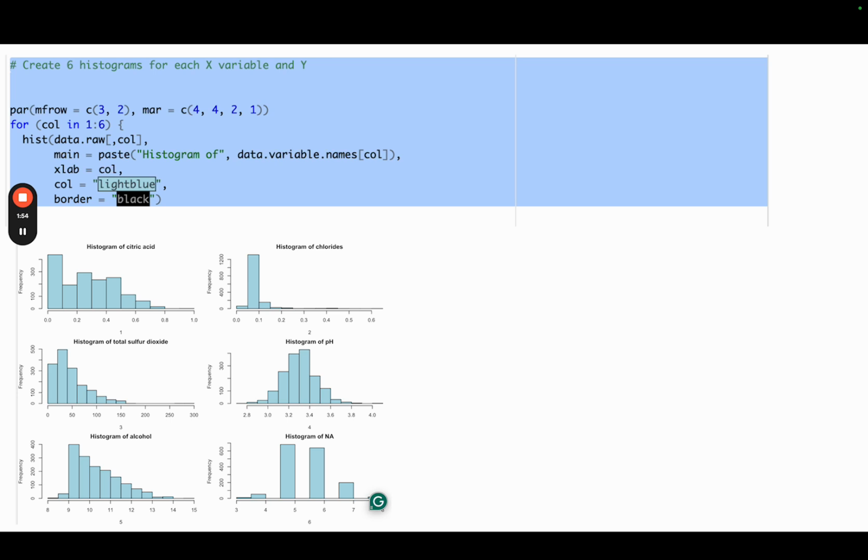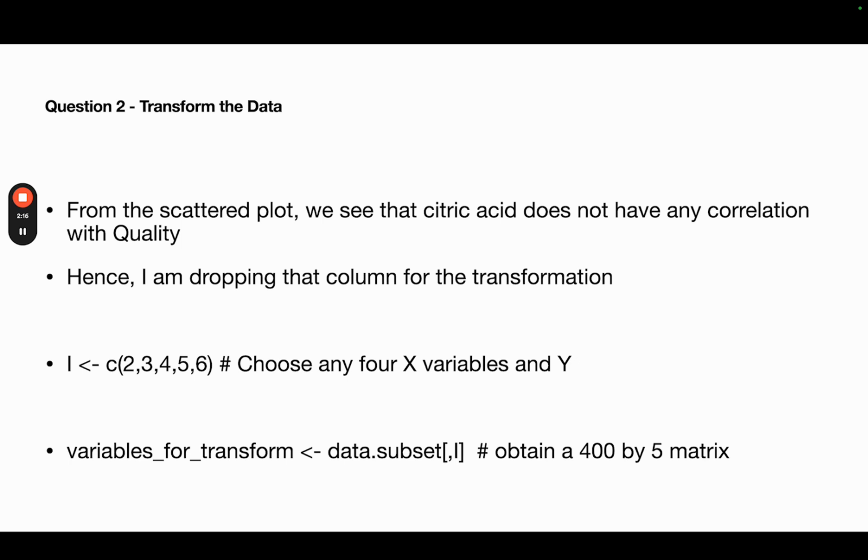The other graph that is asked for is the histogram, which is one of the important graphs. It tells us how the data is distributed. It helps us to understand whether the data needs to be transformed, whether there is any skewness in the data, and other things, and that's why I have used this graph. Looking at both the scatter plot and the histogram, I came to a decision that I can drop the citric acid column, and that's why you can see here I used columns 2, 3, 4, 5 as my input columns and 6 is my output column.